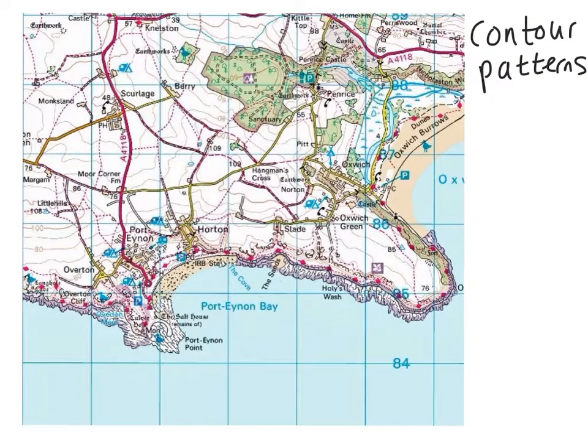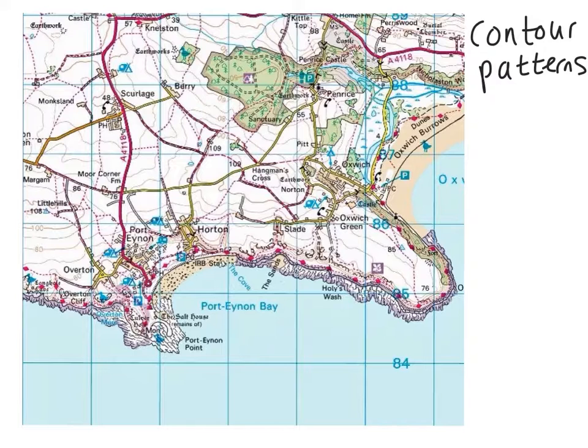And welcome to this tutorial about interpreting contour patterns. I'm going to start with this map which shows undulating land. Undulating means that there are hills present, they're not particularly steep and it's not particularly flat either. The contour lines are reasonably spaced out.